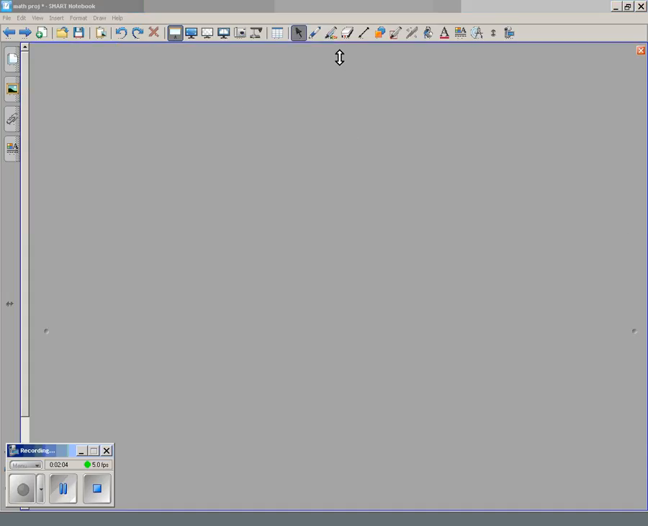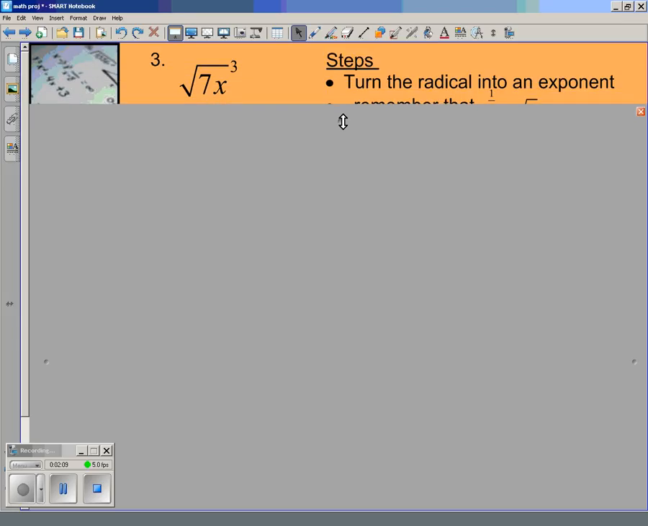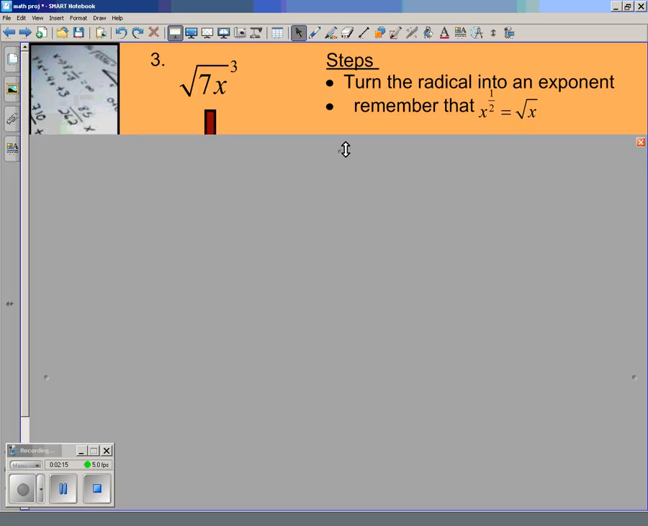The next two equations are basically the opposite of what we did on the first two. We want to take the radical and make it into an exponent. For these, we want to remember that x with an exponent of 1/2 does equal the square root of x.